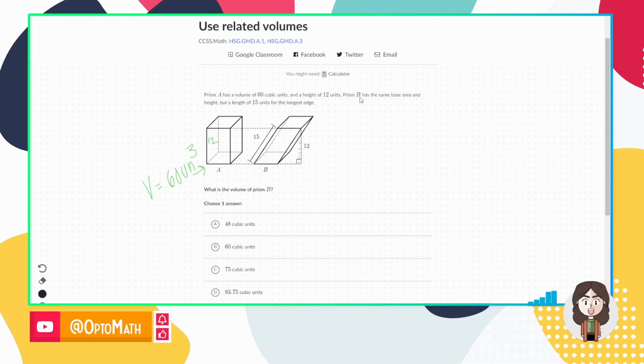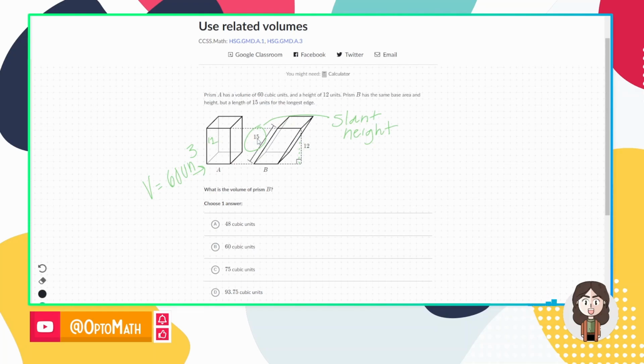Okay. Prism B has the same base area and height, but a length of 15 units for its longest edge. This 15, its longest edge, we could also call the slant height. Slant height does not really concern us when we're thinking about formulas for volume, or in this case, when we already know they have the same height, because height is what we use to determine volume, not a slant height. So we really don't even need our 15. We don't really have to do any computation here. We just have to reason through the situation.